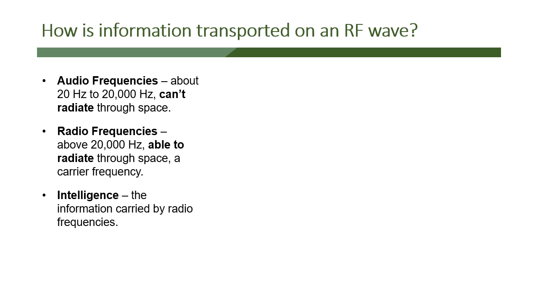Given this, let's talk about how information is transported on a radio frequency wave. First, let's do a quick review. Audio frequencies are about 20 hertz to 20,000 hertz. They can't radiate through space.